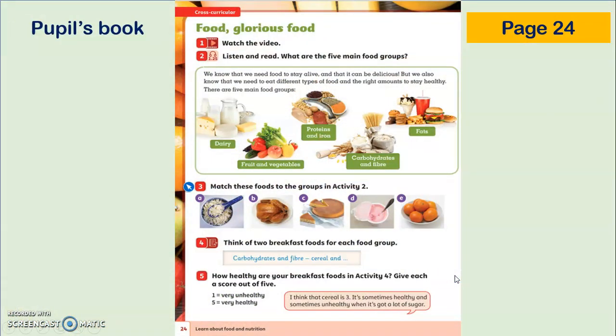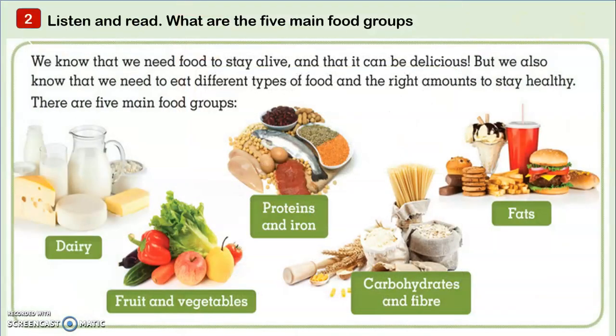Okay, we are going to work on page 24 in our pupil's book, with this part. Okay, listen and read. What are the five main food groups? So you are going to see the five main food groups. Okay, listen. We know that we need food to stay alive and that it can be delicious. But we also know that we need to eat different types of food and the right amounts to stay healthy.